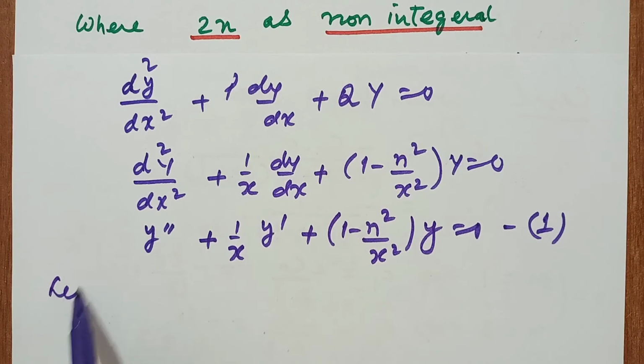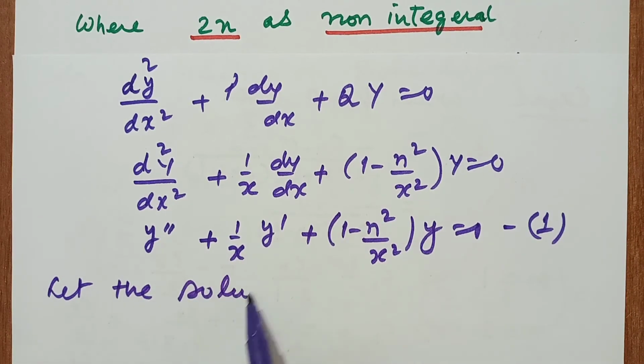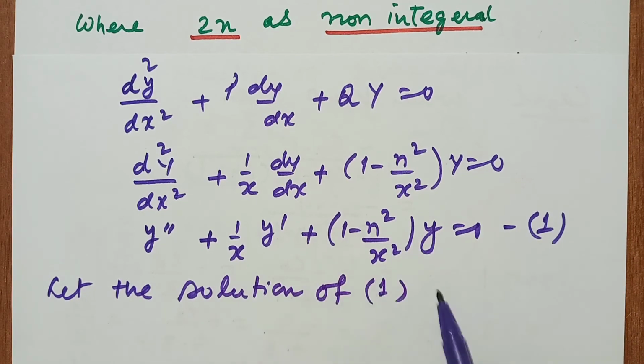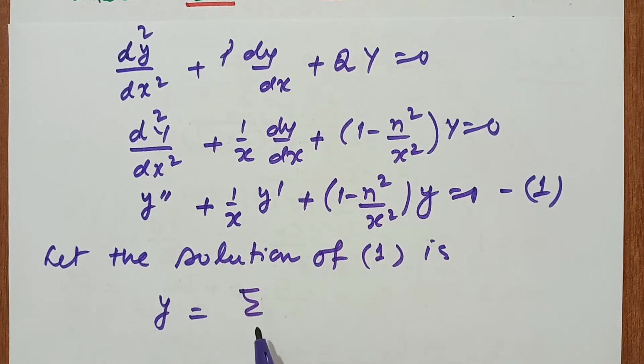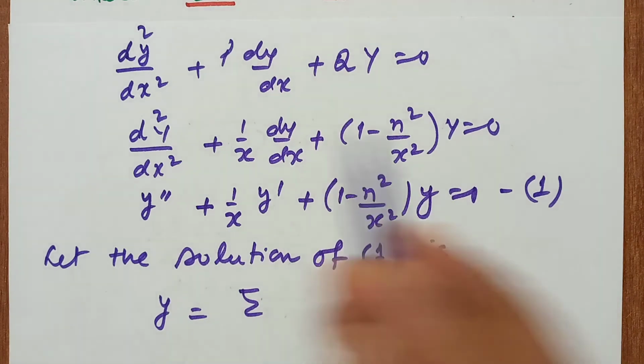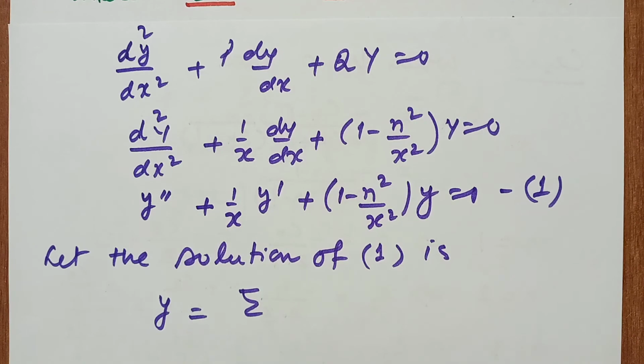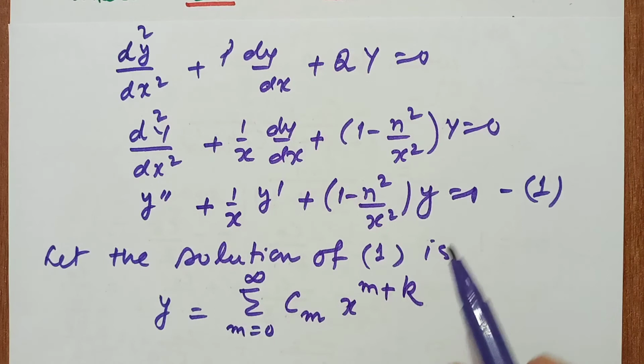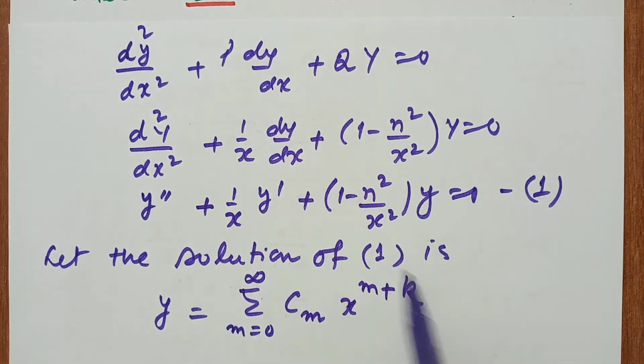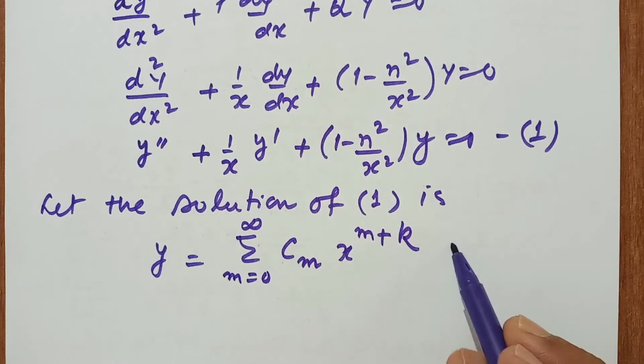So let the solution of 1 be y equal to sigma. Before, we took the solution with n equal to 0, but here n already exists in the question, so we will not take n here. We take another index, suppose m equal to 0 to infinity. So here Cn is nothing but Cm x to the power m plus k. This is important because in our given differential equation n exists, so for the series solution our series contains m. Now this is 2.